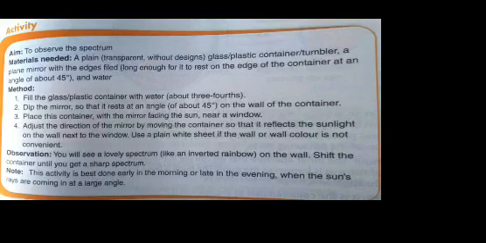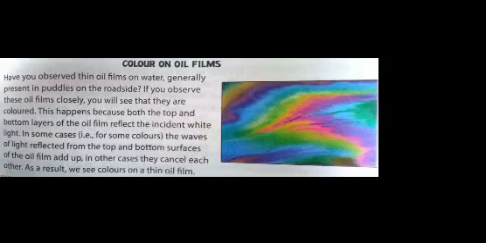Let us adjust the direction of the mirror by moving the container so that it reflects the sunlight on the wall next to the window. We will use a plain sheet of paper on the wall and we will find a lovely spectrum like an inverted rainbow on the wall. This will get sharper if we shift the container and adjust it. The activity is best done early in the morning or late in the evening when the sun's rays are coming at an angle. We can also observe the colors of the spectrum appearing on oil films.